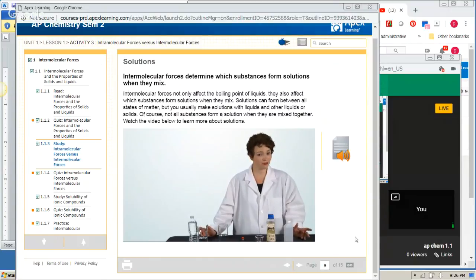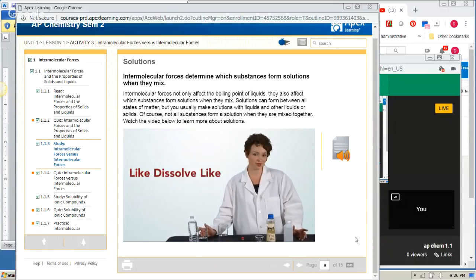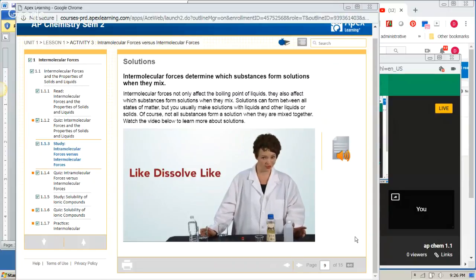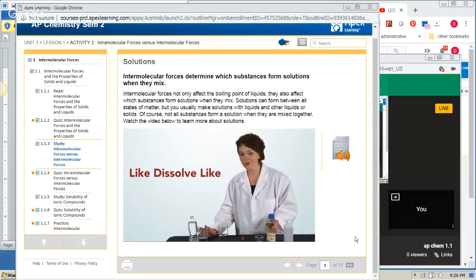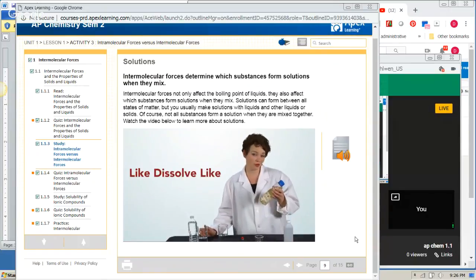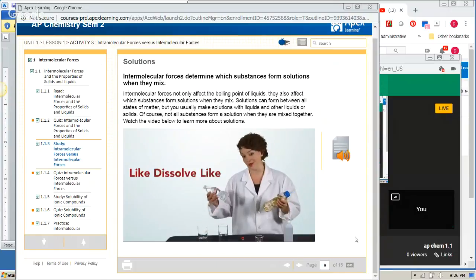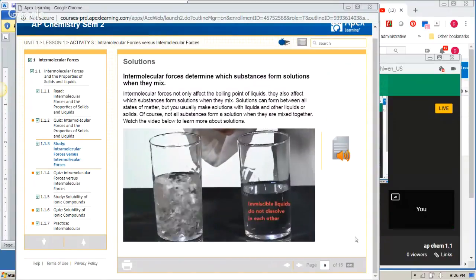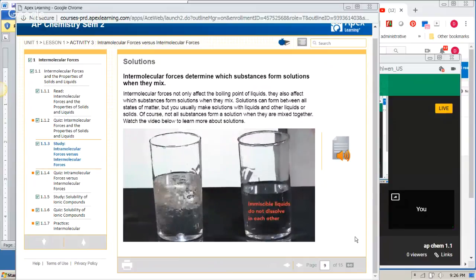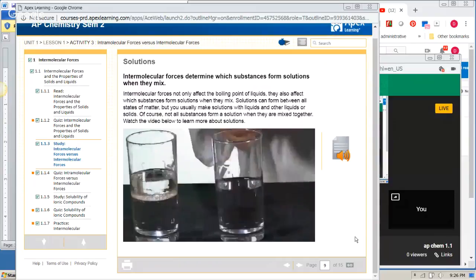You've probably heard of the rule, like dissolves like. It means polar molecules dissolve other polar molecules, or nonpolar molecules dissolve other nonpolar molecules. You can use the rule to predict that the nonpolar molecules in oil won't mix with the polar molecules in water. Oil and water are immiscible. They don't mix. The rule can also help you decide which forces are at work in an unknown substance.